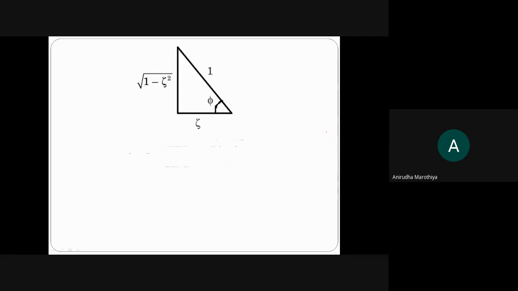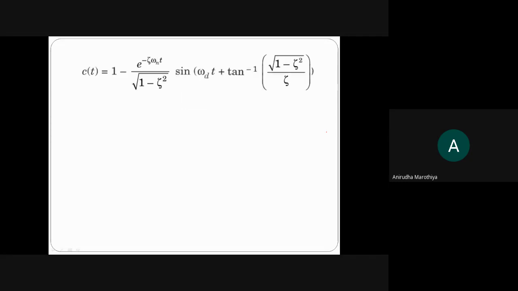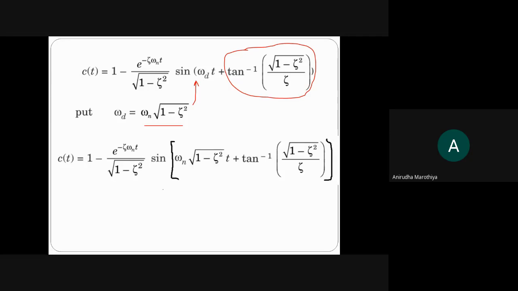And finally, if you apply proper logic, you will get tan phi as sin phi by cos phi, which is under root 1 minus zeta square by zeta. So I can write phi as tan inverse under root 1 minus zeta square by zeta. And if you put the value of phi, this indicates phi, which is nothing but tan inverse under root 1 minus zeta square by zeta. And we know that omega d is omega n under root 1 minus zeta square. So we are going to replace this omega d by omega n under root 1 minus zeta square. So this is our final output equation. So this indicates the time response analysis of a second order control system when it is subjected to a unit step input function.